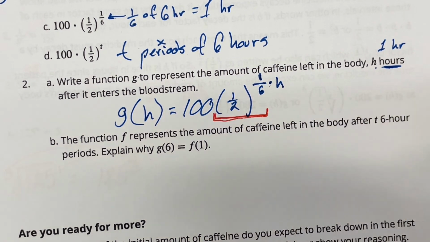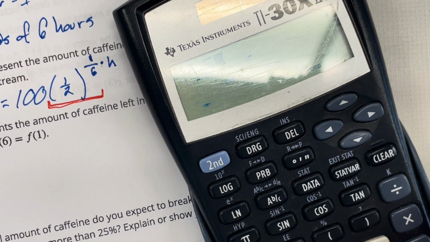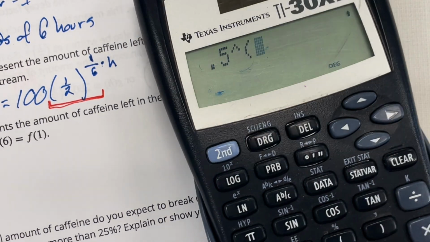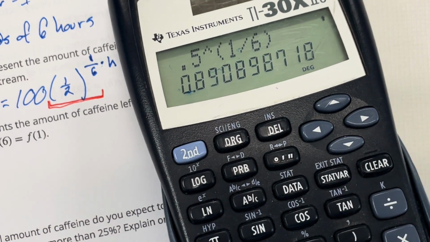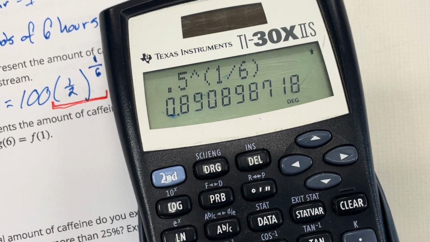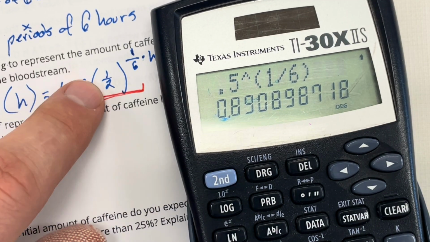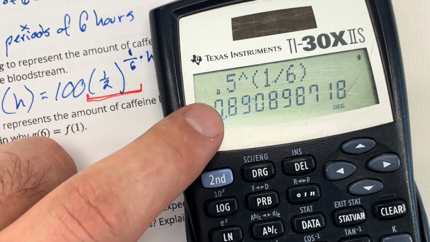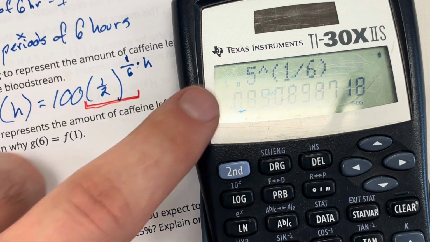And so here's the thing, we can do one more thing with this. This can be mathematically simplified. We can take 0.5 and raise it to the, I need to use parentheses, 1/6 power. All right, and look at that decimal. That would be the decay rate, 0.89. Instead of 0.5, it would be 0.89 per hour. Instead of 0.5 per 6 hours, that's the amount per hour.